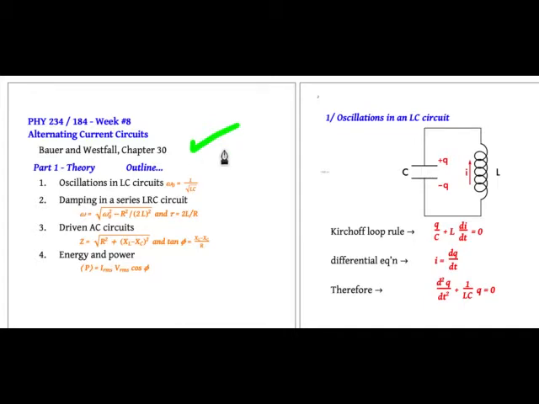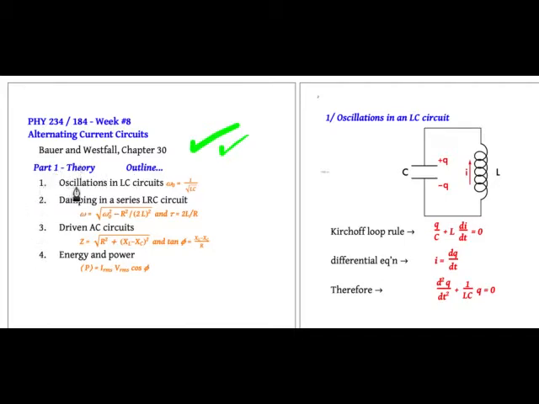But really, you will need to use the equations from chapter 30 in the homework assignments. So here's part 1 of the video on the theory. And the outline will have 4 points.